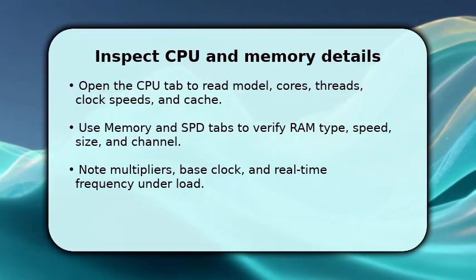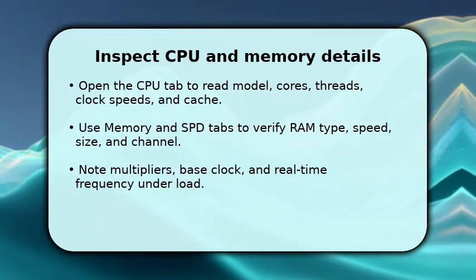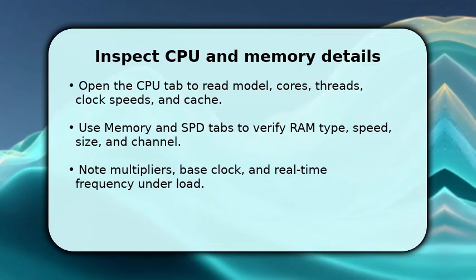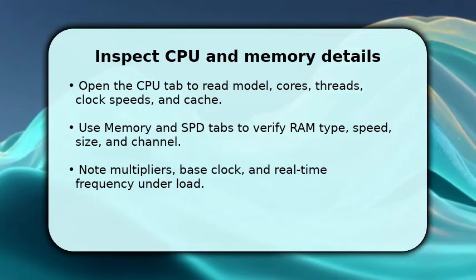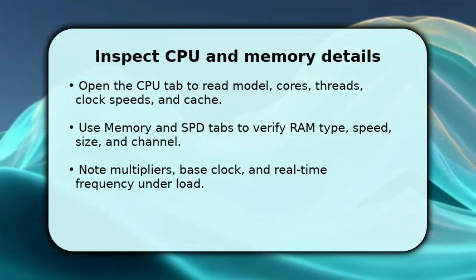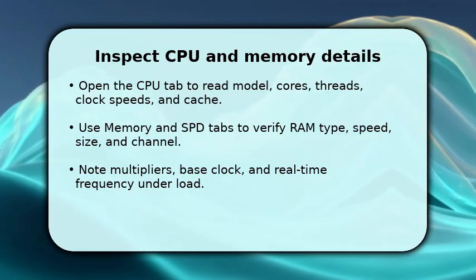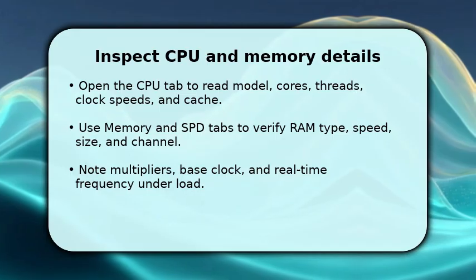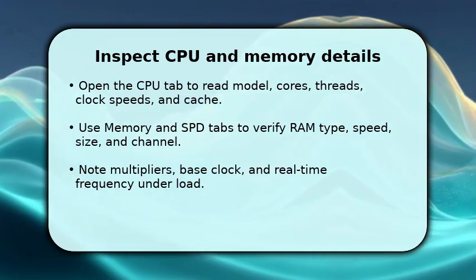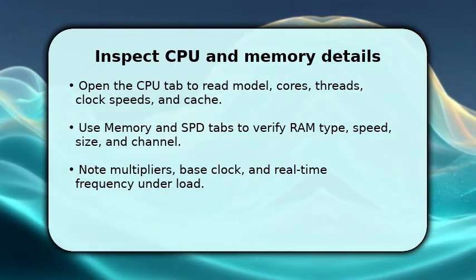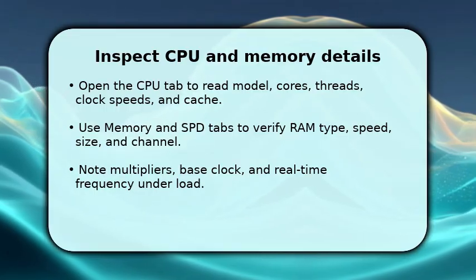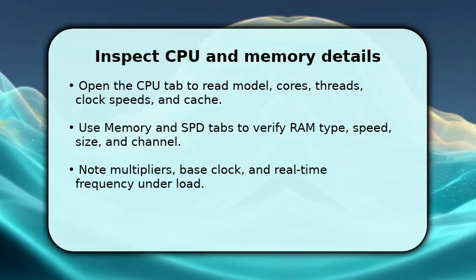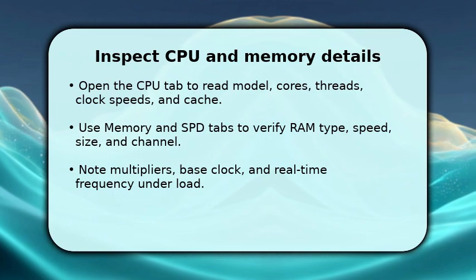Open the CPU tab and read the processor name, core and thread counts, base and current clock speeds, and cache sizes. This tells you the silicon and real-time behavior. Next, switch to Memory and SPD to confirm RAM type, frequency, module sizes, and channel configuration. This explains performance potential.